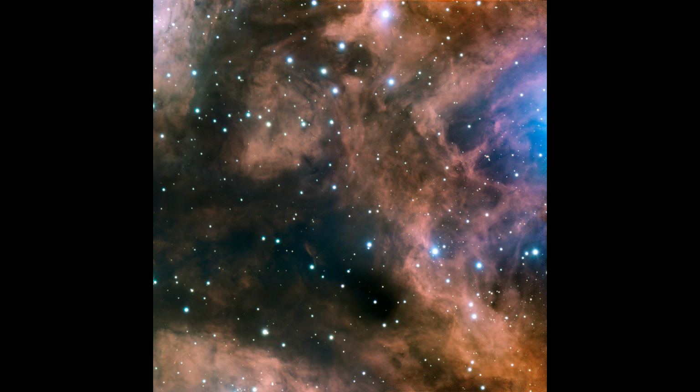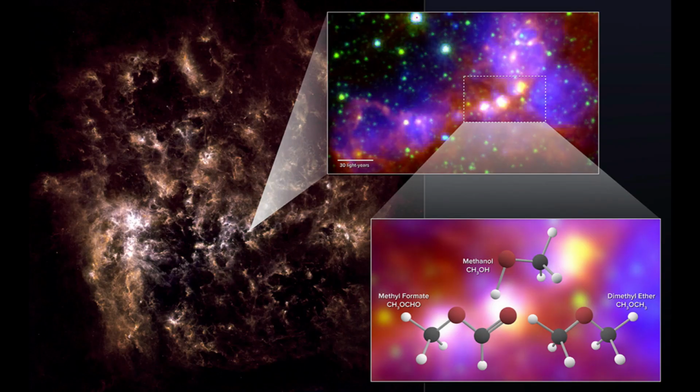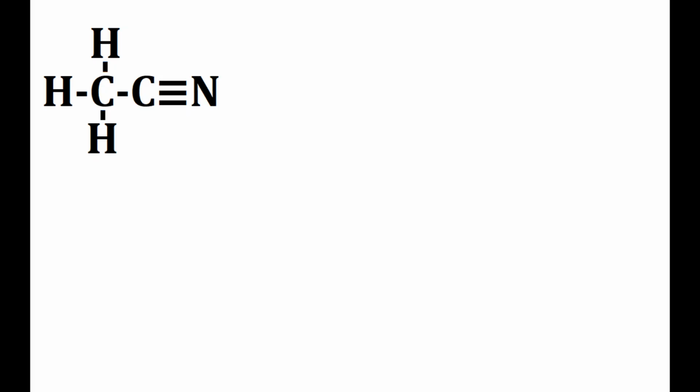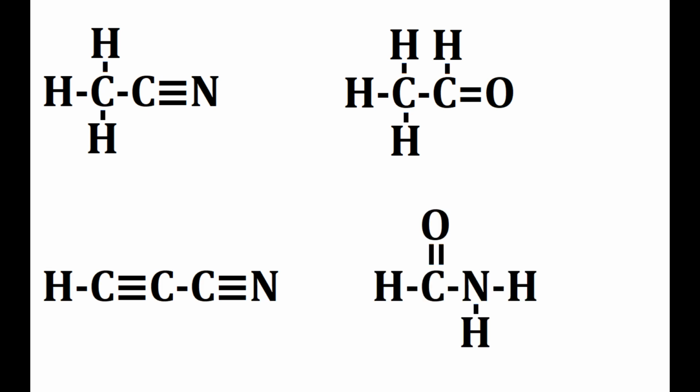This means that a much greater fraction of the matter in the nebulae will be in the form of molecules versus existing as lone atoms. Apart from methanol and ethanol, vinyl alcohol is quite common in nebulae. Some other organic molecules detected in high abundance include acetonitrile, acetaldehyde, cyanoacetylene, and formamide.